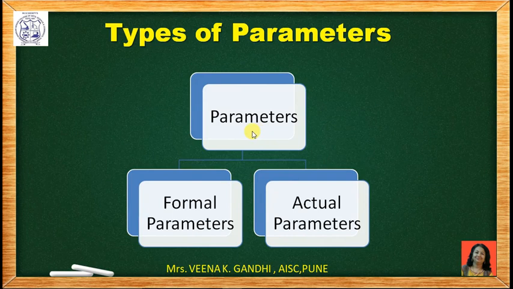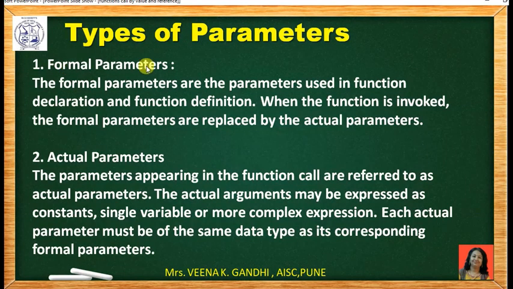Now there are two types of parameters, formal parameters or dummy parameters and actual parameters or real parameters. What do you mean by formal parameters or dummy parameters? The formal parameters are the parameters which are used in function declaration and function definition. Now when the function is called, these formal parameters are replaced by the actual parameters.